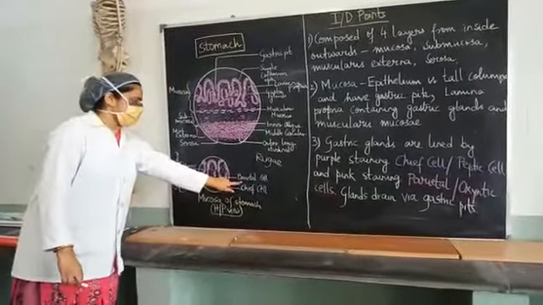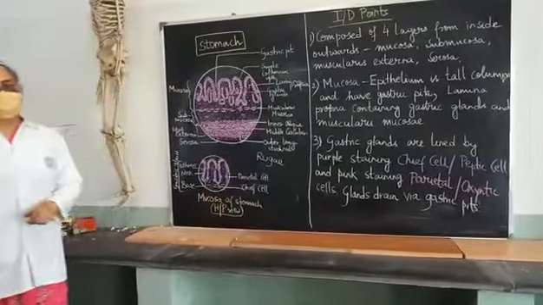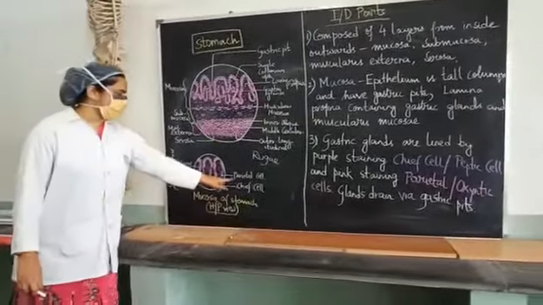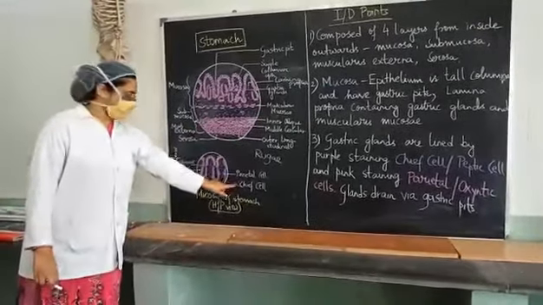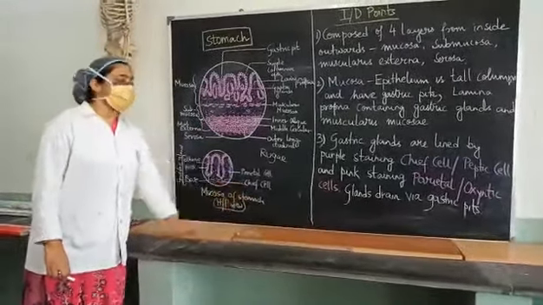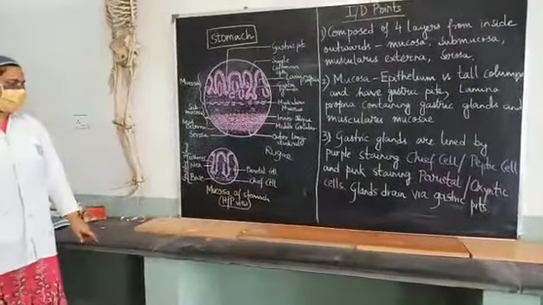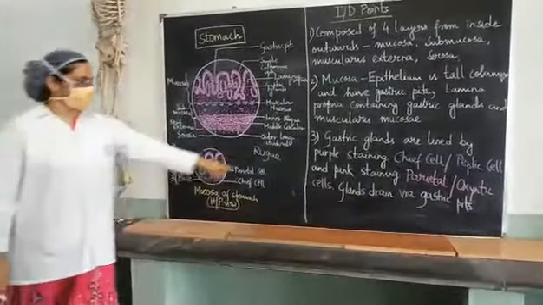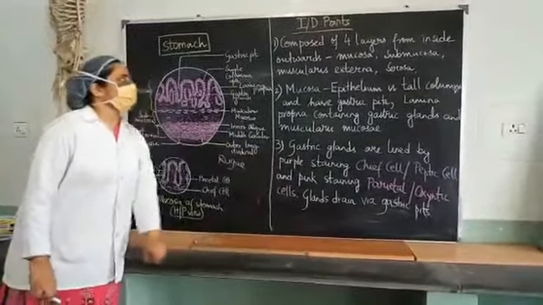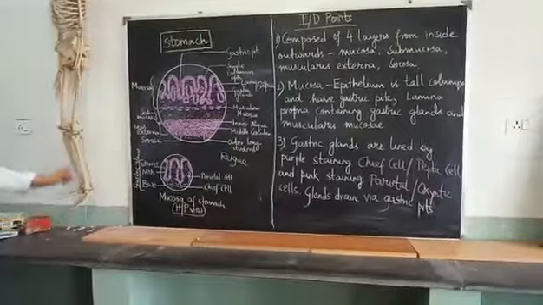These parietal cells, remember, have an eosinophilic cytoplasm due to the presence of mitochondria, and these chief cells have a basophilic cytoplasm, that is why they are purple staining, due to the presence of rough endoplasmic reticulum. This point is elaborated in ID point number 3.